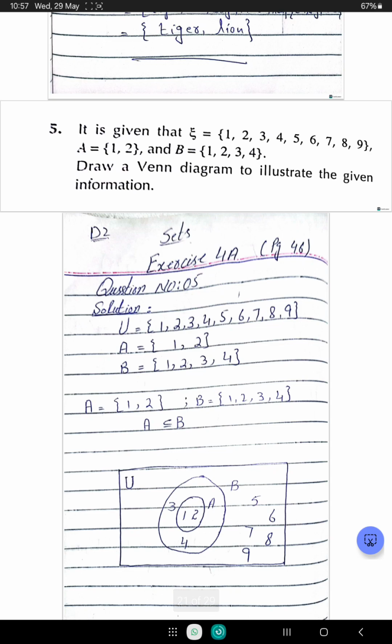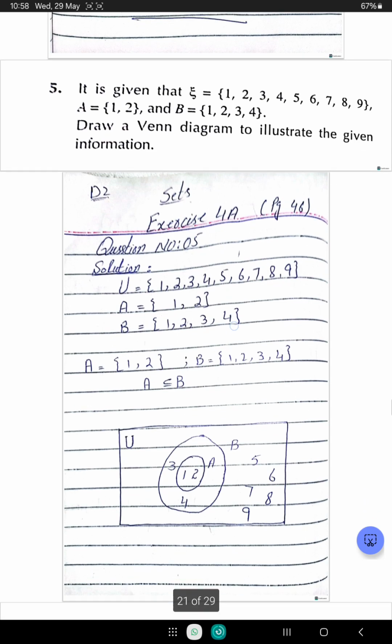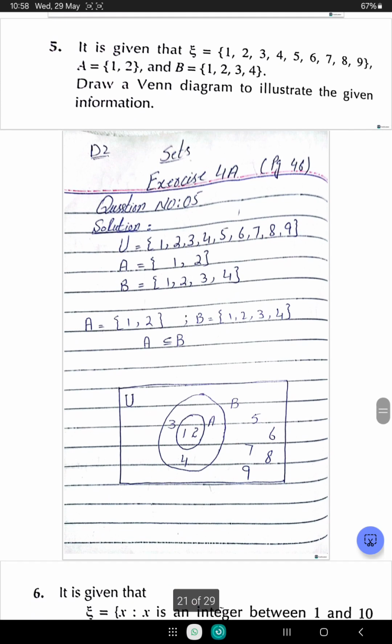Question number 5. It is given that the universal set contains the elements 1 to 9, and A contains the two elements 1 and 2, and B contains the four elements 1, 2, 3, 4. Draw a Venn diagram to illustrate the given information. Universal set 1 to 9, A is 1, 2 and B is 1, 2, 3, 4.